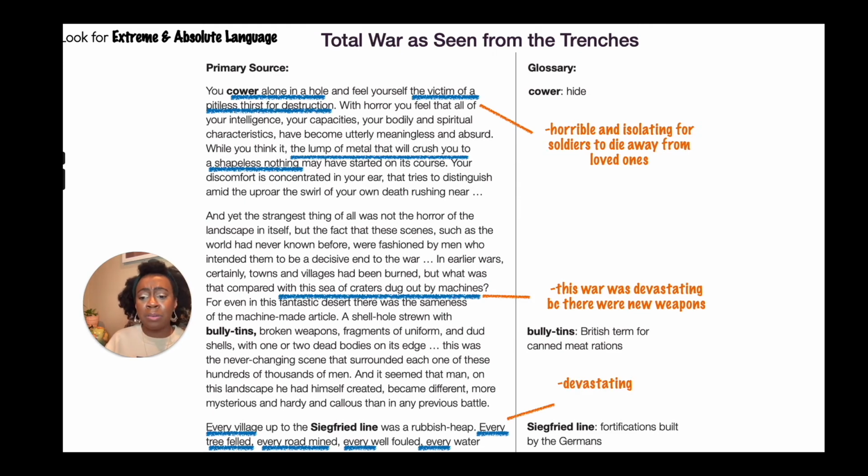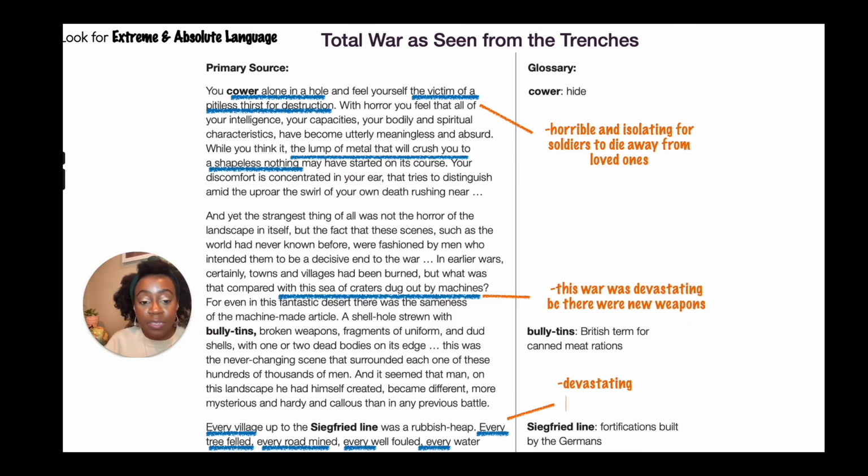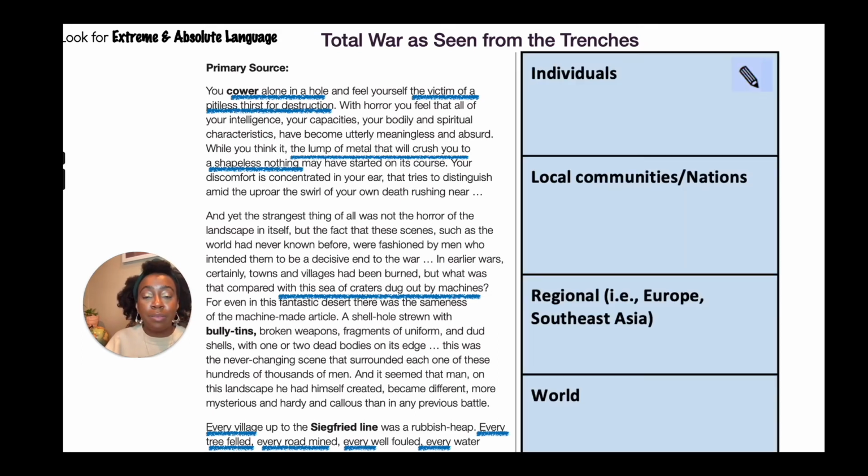Okay, and now I'm seeing "every," and that's a marker for me, and it makes me think that this war was devastating. This war was horrible and horrific. This war wasn't only on the battlefield. It affected local communities. So now let's apply and put all this information into our spatial skill template.